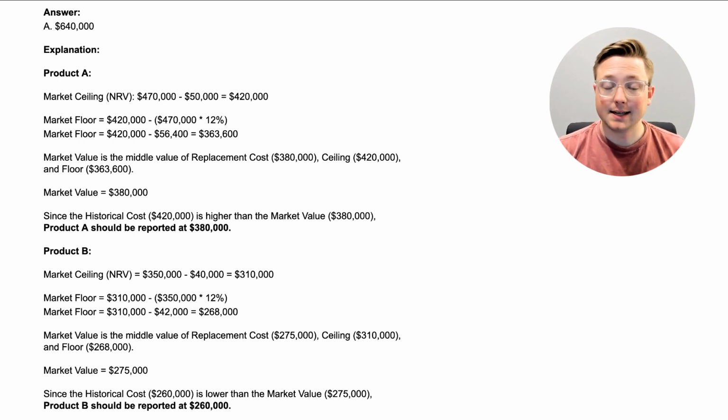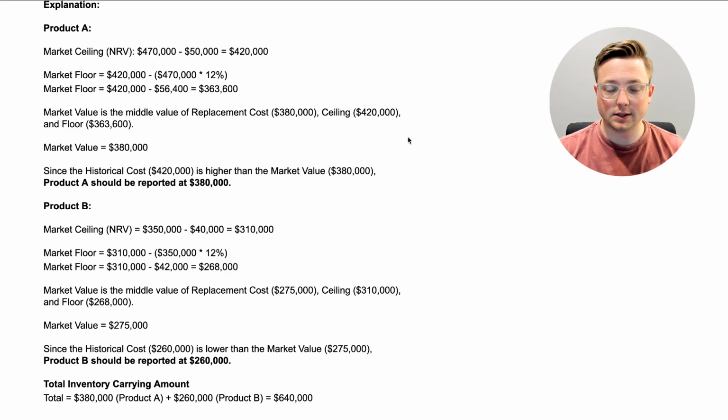The answer is A, $640,000 is going to be the total inventory carrying amount once we've done the lower of cost or market for both of these products. So let's go down a little bit so we can see all of it. For product A, we have to figure out the market ceiling, which is the net realizable value, which you can calculate by taking the selling price less the estimated costs, which was $470,000 less $50,000. So $420,000 is the net realizable value.